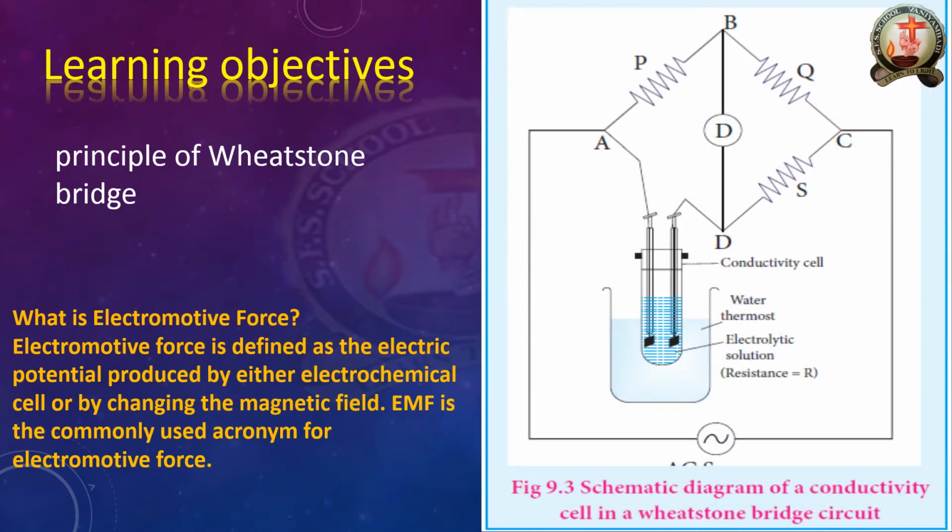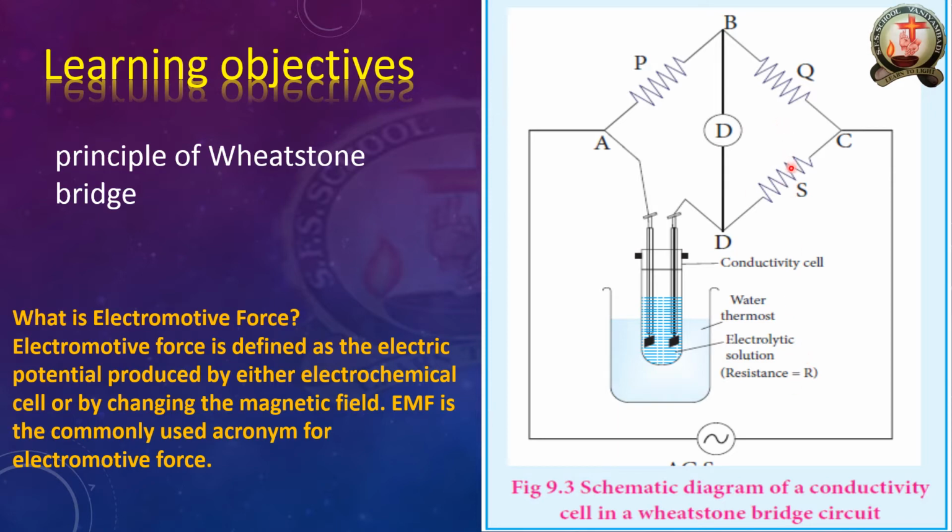See, these are the 4 variables we are using for the Wheatstone bridge. Here, between A and D, one resistance will be there, which is called R. Instead of R, I can insert one electrochemical cell here. See the conductivity cell, which contains an electrolytic solution. Its resistance will be R. The resistance here is P, the resistance here is Q, and the resistance here is S. So there are 3 known resistances and 1 unknown resistance, R.